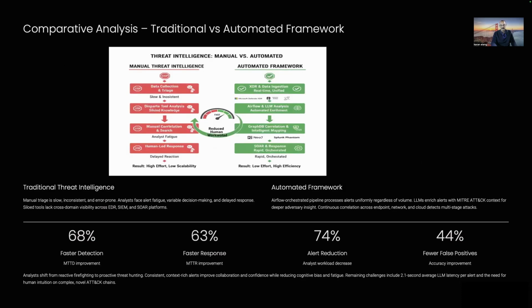So this is a slide which gives a slightly different view of the difference between the manual threat intelligence and the automated framework. Obviously, it means that there's reduced human workload primarily because it is automated, right? Because we're using XDR, we're using Airflow, we are using LLM analysis, we're using GraphDB correlation, we're using SOAR, XDRs and ADRs essentially. The result is low effort, high efficiency. Prior to that, in the manual threat intelligence, there was high effort and low scalability. The results are essentially the same as we saw in the previous slide. I'll not go over them again.